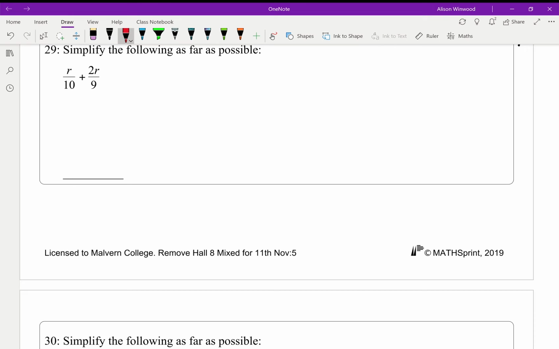Any fraction addition we do by cross multiplying for the numerators and straight multiplying for the denominators. We can then do the numerator additions, that's 29r over 90.